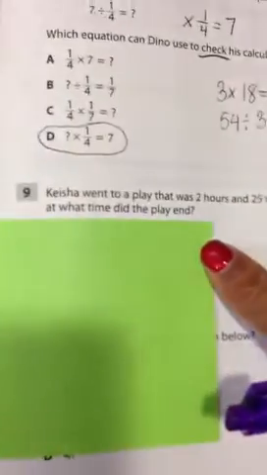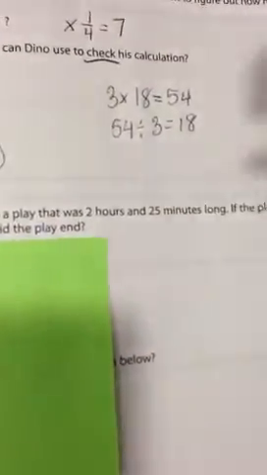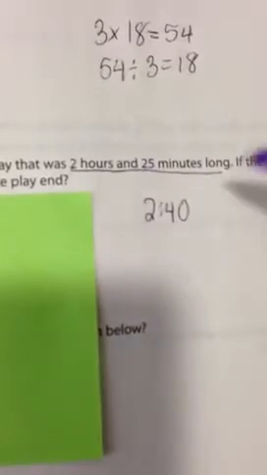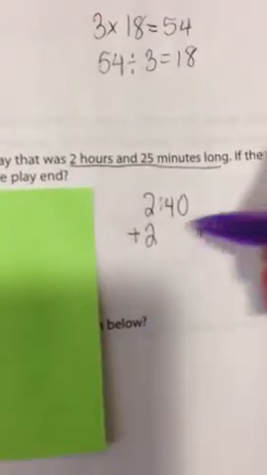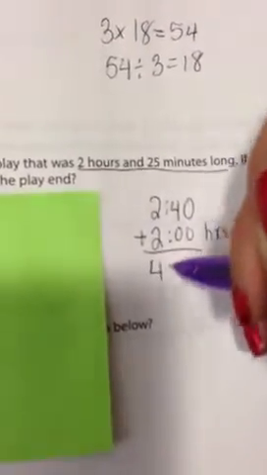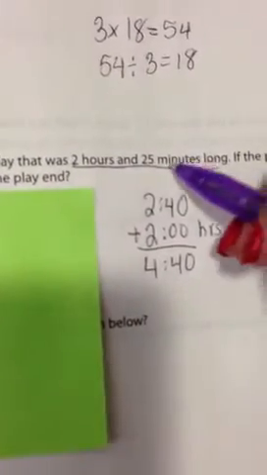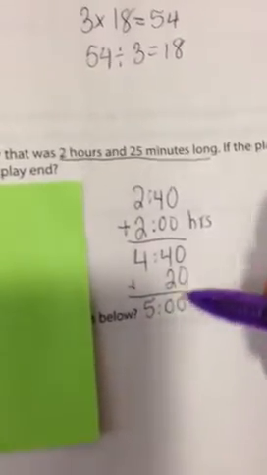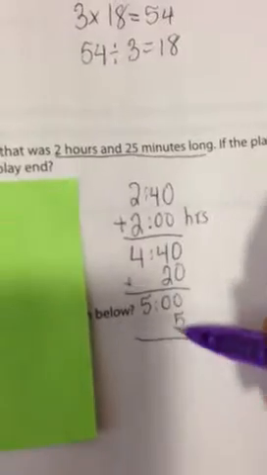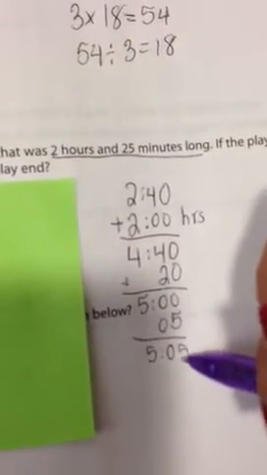2 more to go. Time problem. Kids always have issues with time. Keisha went to a play that was 2 hours and 25 minutes long. If the play started at 2:40, what time does it end? So it starts at 2:40, and I'm going to add time because this is the start. Let's add 2 hours first. So I'm only going to add that to the hours time, and that's just 4:40. And now, because I want to add 25 minutes, first I know if I add 20 minutes, that's 5 o'clock. And now I can just add the last 5 minutes. And that's 5:05.